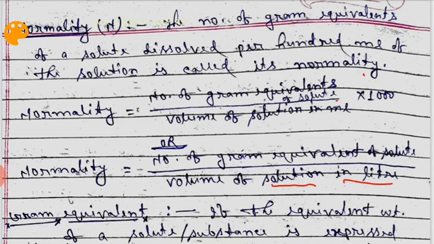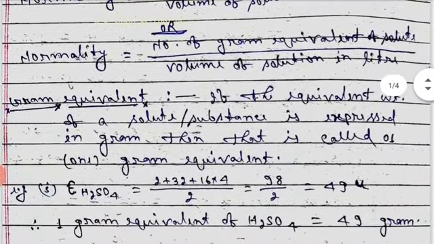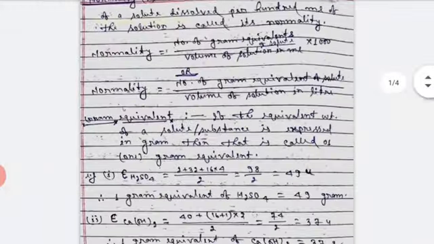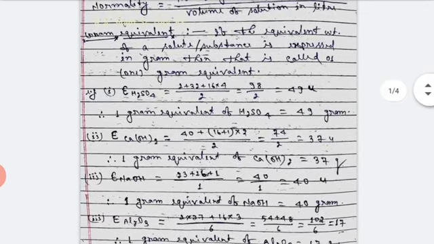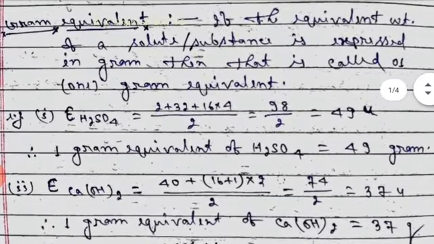Now gram equivalent. What is gram equivalent? If the equivalent weight of a solute or substance is expressed in gram, then that is called 1 gram equivalent.